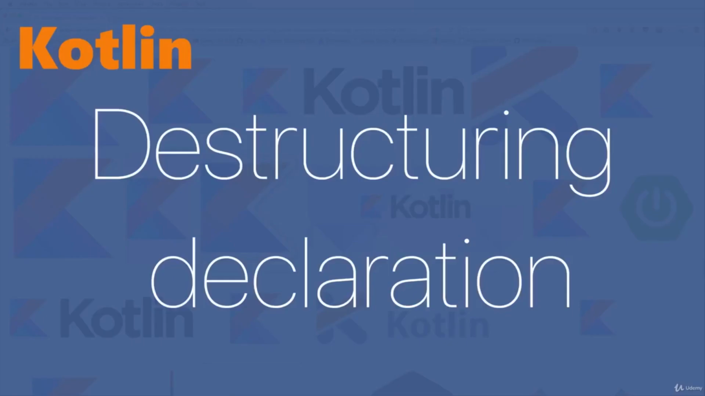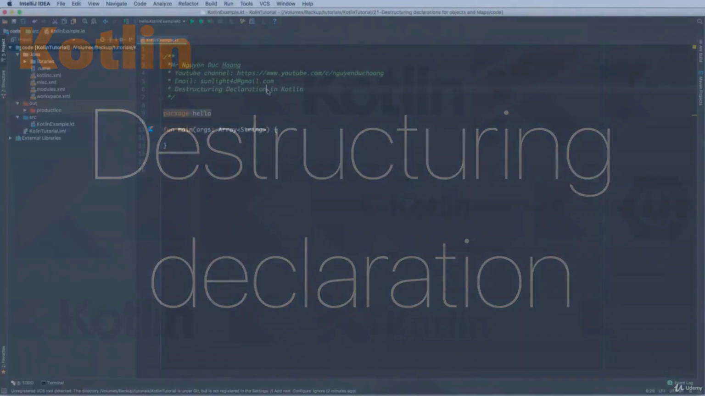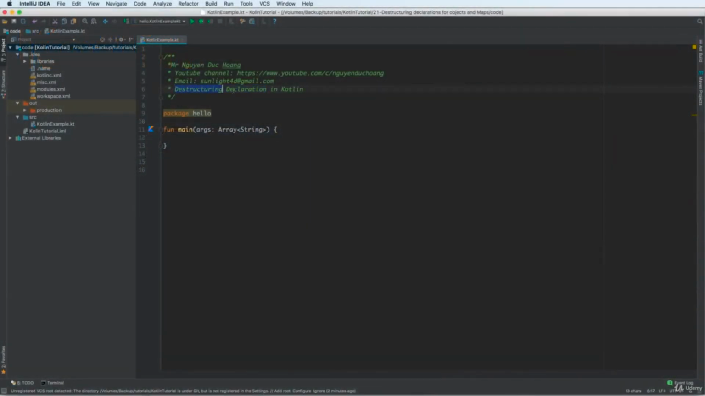Hi everybody, today I will talk about destructuring declaration in Kotlin. Destructuring means that you extract the properties from an existing class object. So remember that it only works with a data class, and we have a data class example here.